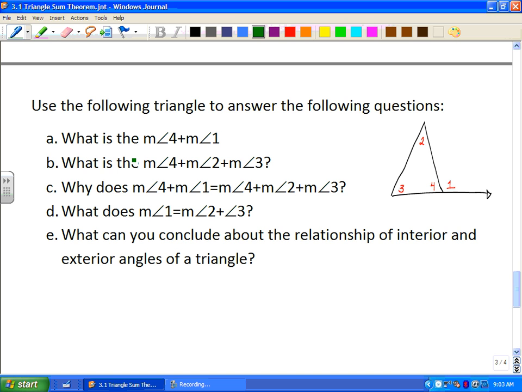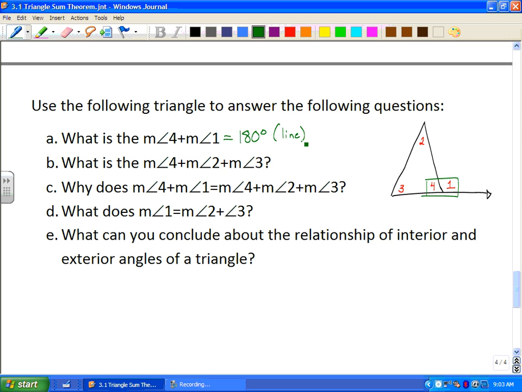All right, we're going to use the following triangles to answer questions, and we're going to answer these in an order. First thing we want to know is, what is the measure of angle 4 plus angle 1? 180. It's a straight line.